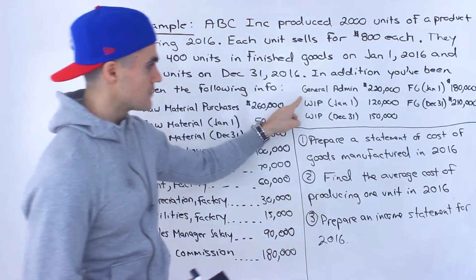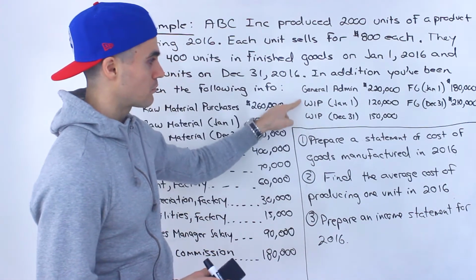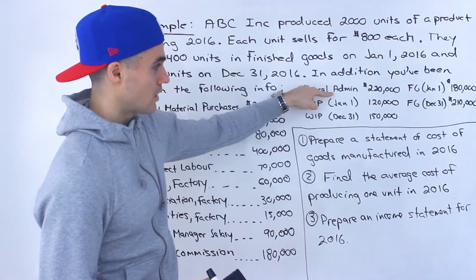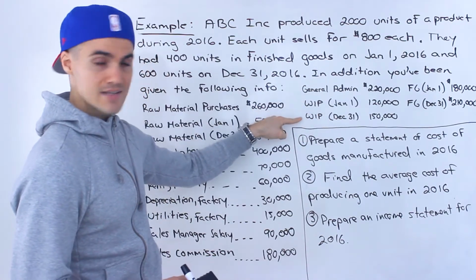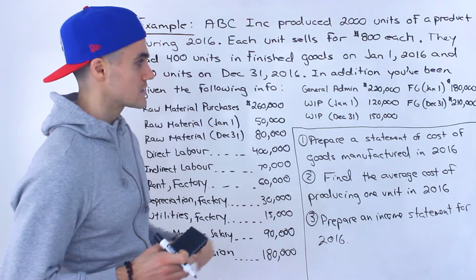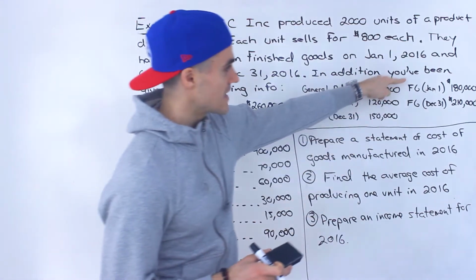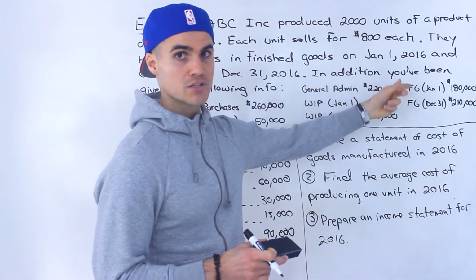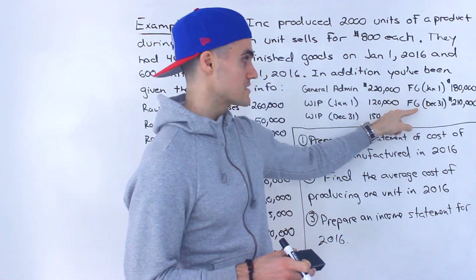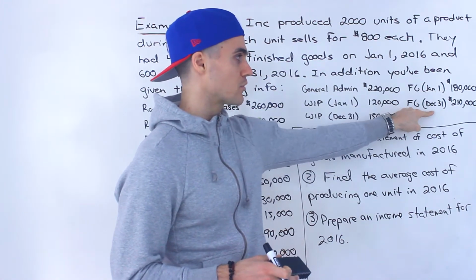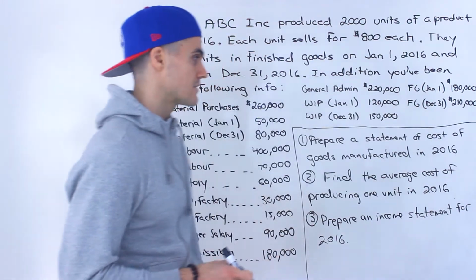Now, just as a heads up, this WIP is work in process, right? On January 1st and then December 31st. So the beginning work in process, ending work in process for that 2016 period. And then this FG here represents finished goods on January 1st. So the beginning finished goods of 180,000 and then the ending finished goods on December 31st of 210,000.